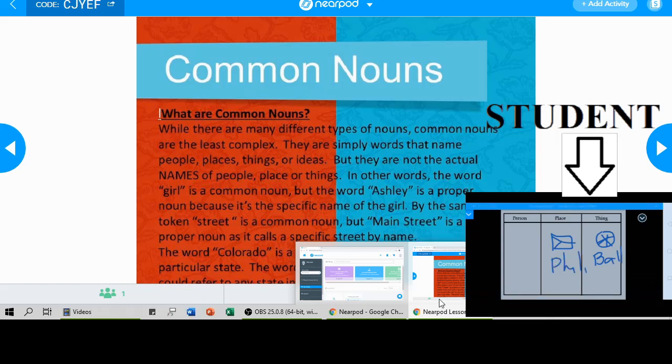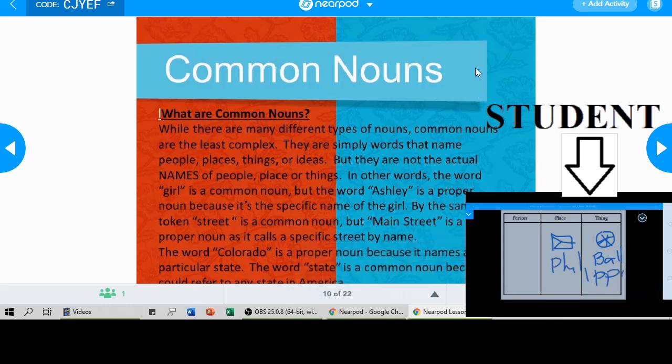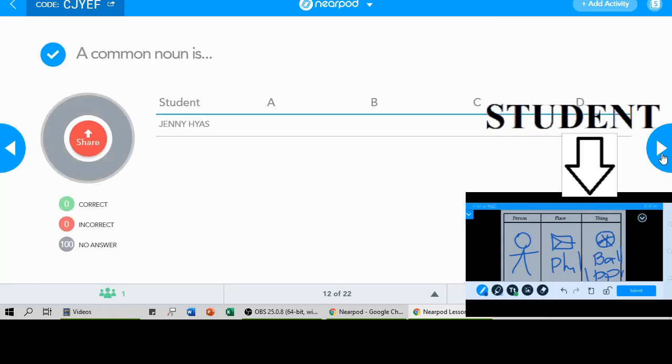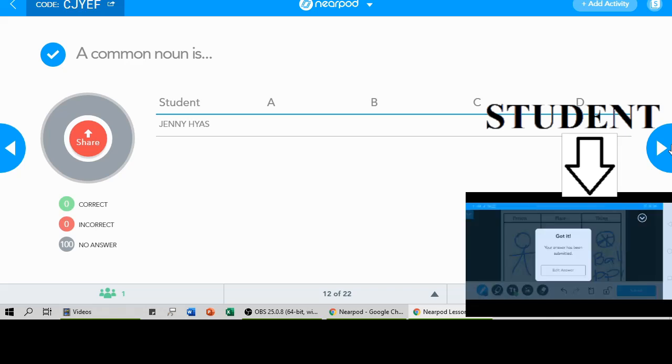Common nouns. In this slide, it explains what a common noun is. Next. The second slide gives examples of common nouns. Now, next question. A common noun is blank. The question will be answered by the student named Jennyhiyas. Let's see what her answer will be.